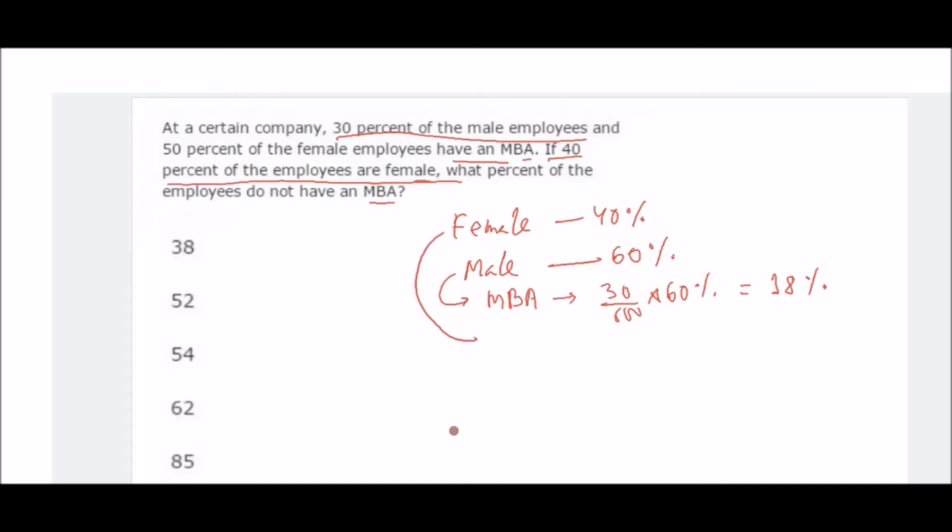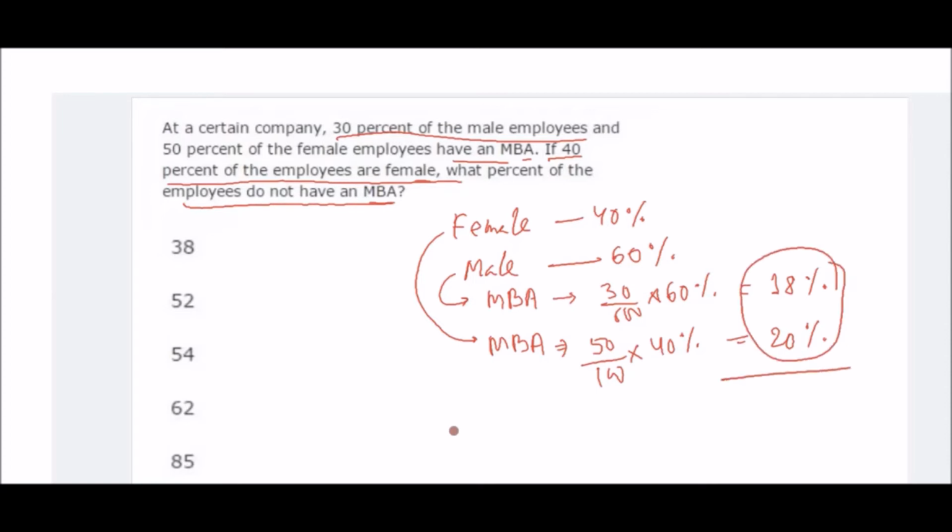And for female MBA, it will be 50% of 40%, and that will be 20%. So now we will find out what percent of the employees do not have an MBA. See here, the total MBA percent is 38% of total employees. Then the remaining will not have an MBA, right? So 100 minus 38 will become 62%. The 62% of employees do not have an MBA. So our option will be the fourth.